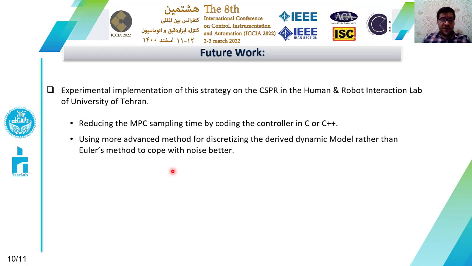Regarding the future work, we aim to experimentally implement this strategy on the CSBR in the human and robot interaction lab, and we aim to reduce the sampling time of our controller by coding this controller in a much faster programming language like C or C++ rather than MATLAB that we used in this research. And we are also going to use more advanced techniques for discretizing the dynamic model of the robot, because the Euler's method that we use in this research is not that much successful when there is noise.